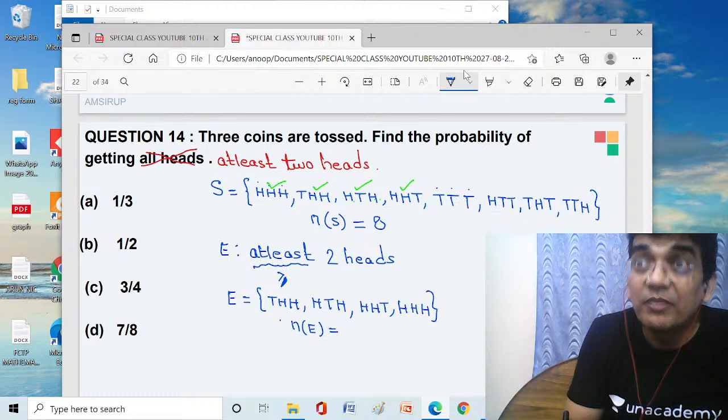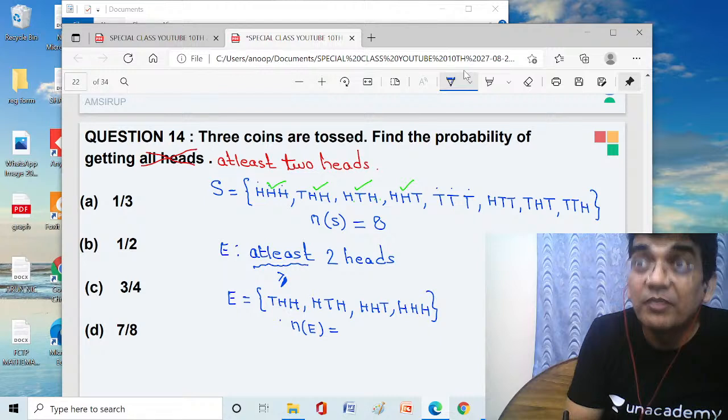Formula for probability is NE upon NS. That's the formula. Now let's substitute the values in this formula. NE, that is 4, NS, that is 8. So if I reduce it, I am getting 1 upon 2. That is the probability of the event.